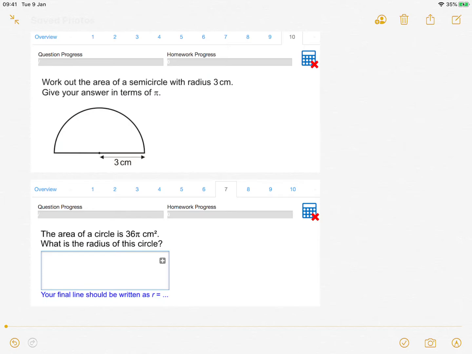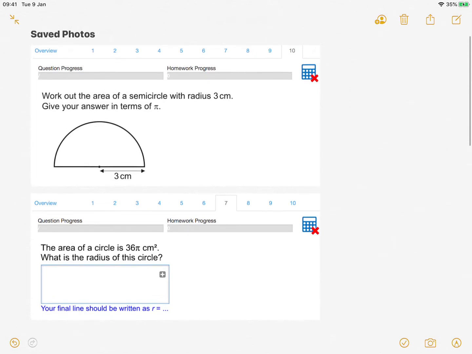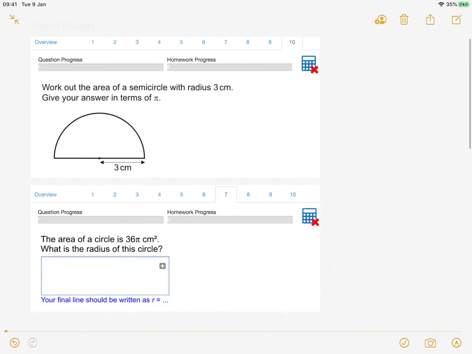Hi, Y10. Just going to give you a bit of feedback today on the circles Maths Watch that I set, the non-calculator stuff from last week. I'm going to go through two of the questions that were hardest to answer, and then I've got some practice questions for you down here, and that's all I'd like you to do today. I'll start with question 7 because it came before question 10.